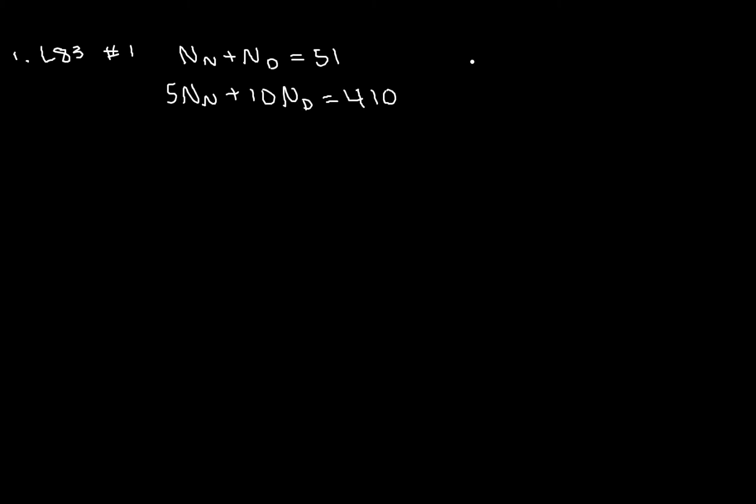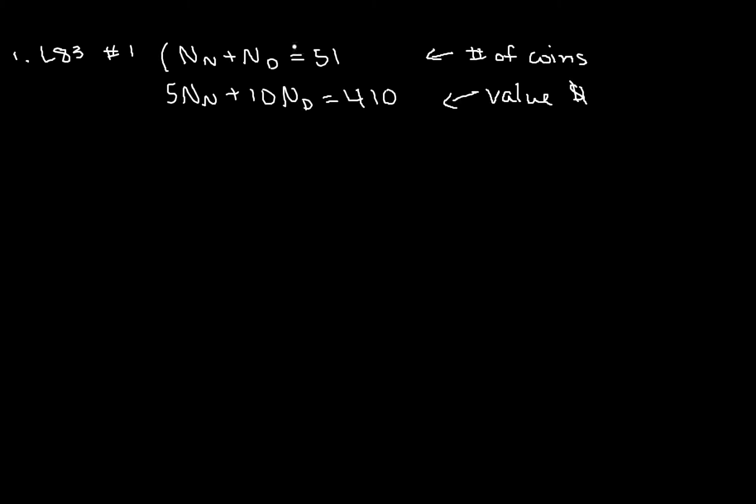Okay, so make sure you understand this one is your value equation. It has to do with dollars. That's why we're using 5 for the nickels and 10 for the dimes, and this is just the number of coins. There's nothing fancy about this problem. It's not going to say 4 more nickels than dimes or anything like that. It's just going to be classic.